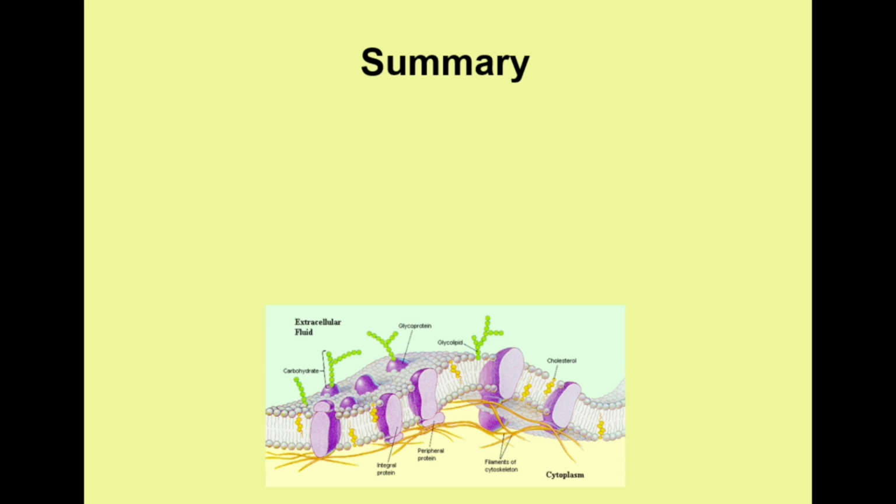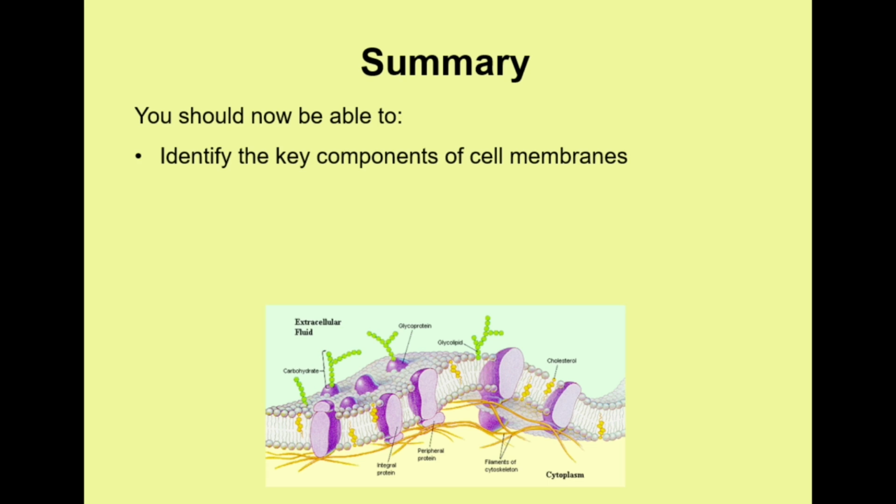Okay, so that brings us to the end of this session. Let's just do a quick summary. Hopefully by now you should be able to identify the key components of the cell membranes. You should be able to discuss the roles of each of those membrane components. So remember, we're talking about things like the phospholipids, the cholesterol, the transmembrane proteins, the peripheral proteins, the glycoproteins and the glycolipids.